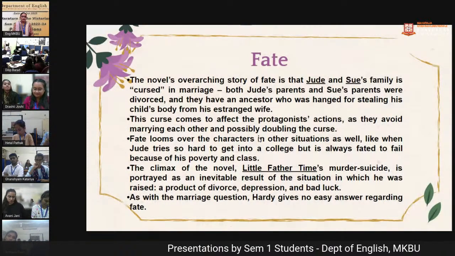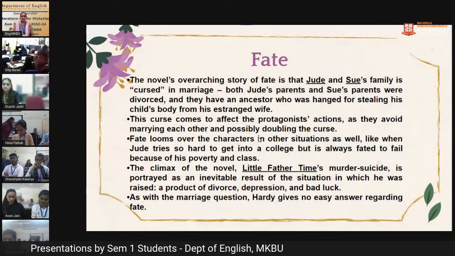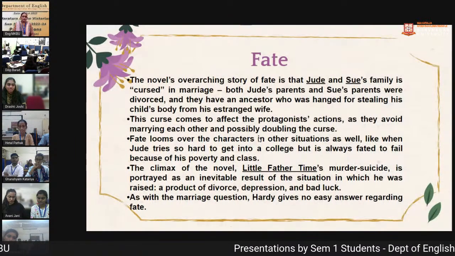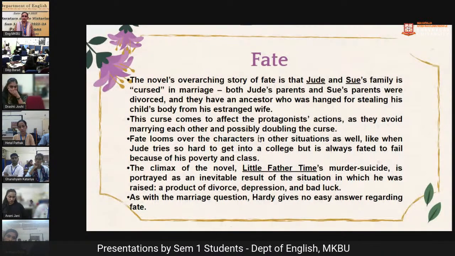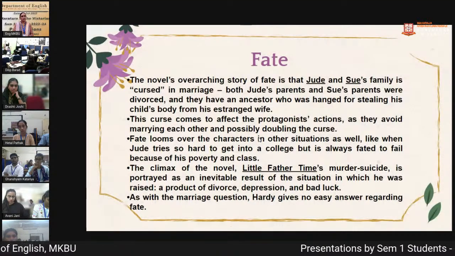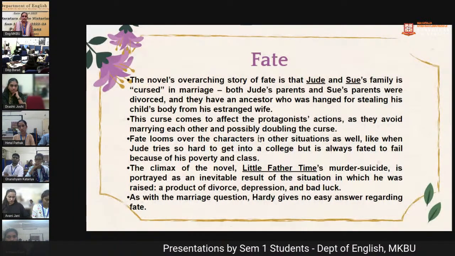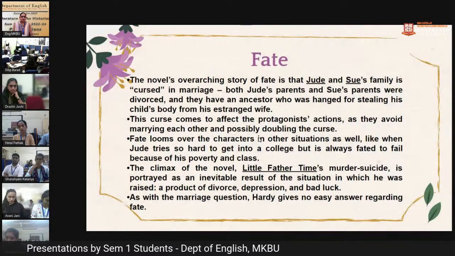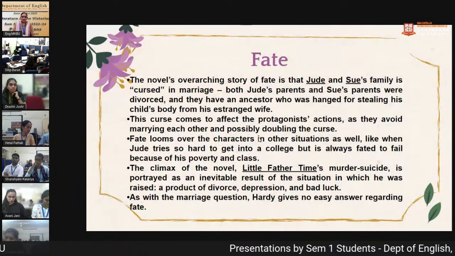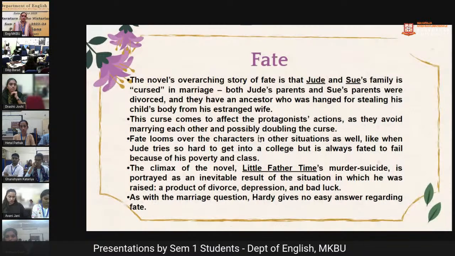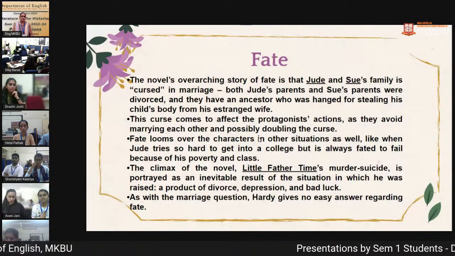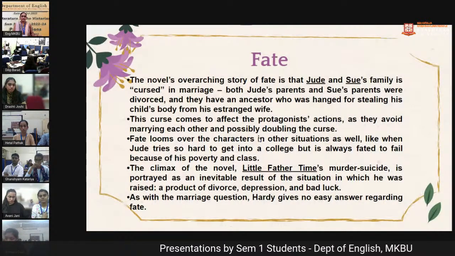This curse comes to affect the protagonists' actions as they avoid marrying each other and possibly doubling the curse. Fate looms over the characters in other situations as well, like when Jude tries so hard to get into a college but always fails because of his poverty and class. The climax of the novel, Little Father Time's murder-suicide, is portrayed as an inevitable result of the situation in which he was raised, a product of divorce, depression, and bad luck. As with the marriage question, Hardy gives no easy answer regarding fate.